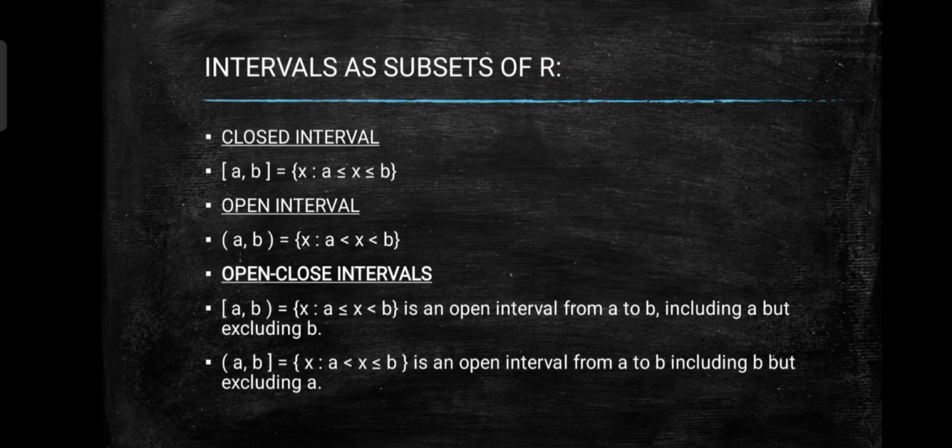So now we have got to the climax of this lesson, the main major turning point of this lesson: intervals as subsets of R. You have three kinds of representations. The first one is the closed interval. You have two closed brackets, which means that a and b are also included in that interval.